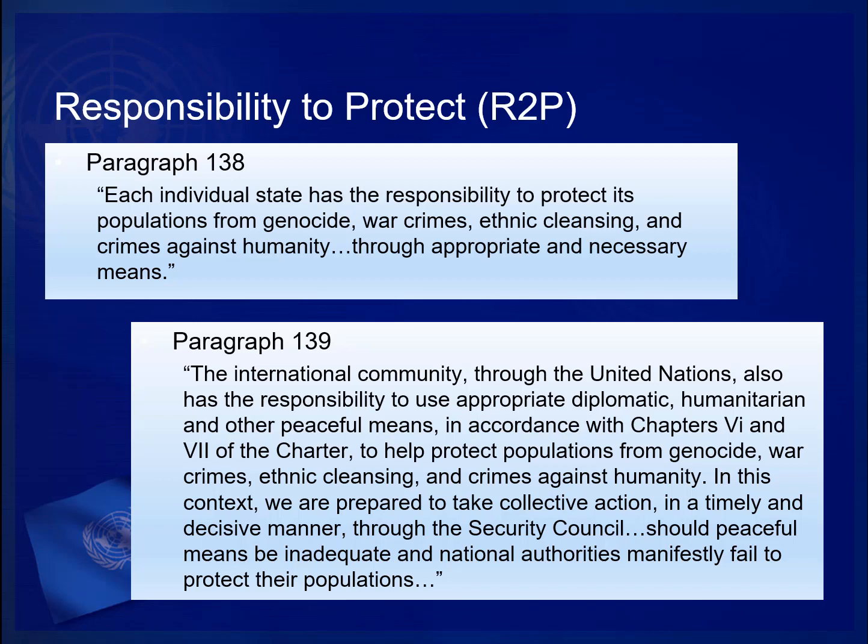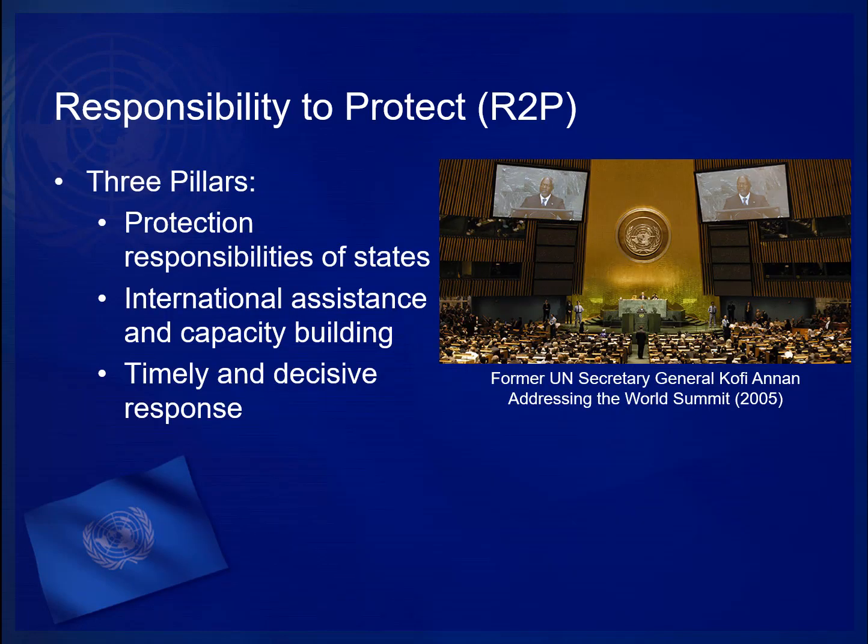In this context, we are prepared to take collective action in a timely and decisive manner through the Security Council should peaceful means be inadequate and national authorities manifestly fail to protect their populations. The responsibility to protect rests on three pillars. First, states agree that they have a responsibility to ensure the protection of their populations against mass atrocities. In theory, most states should be able to meet this obligation. In situations where states are unwilling or unable to protect their populations, the second pillar becomes important.